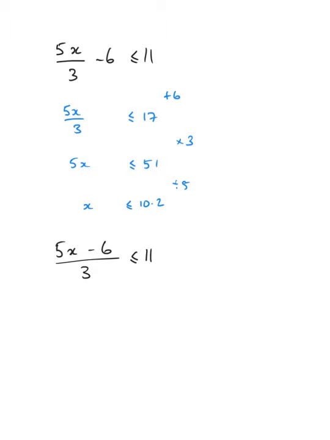This question, even though it's got all the same numbers, is very slightly different because the divide by is now affecting the whole left-hand side. That means I have to multiply by 3 first. So I get 5x minus 6 is less than or equal to 33.